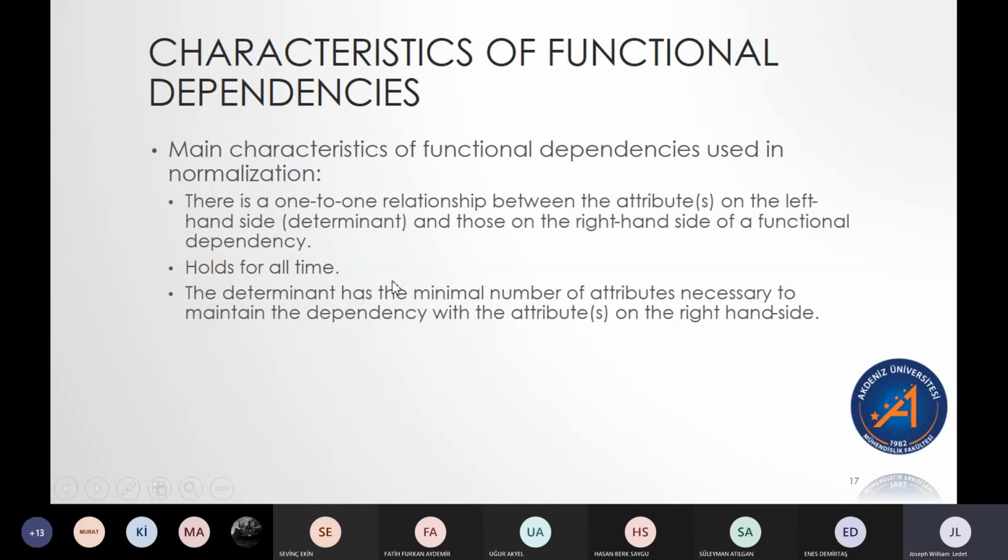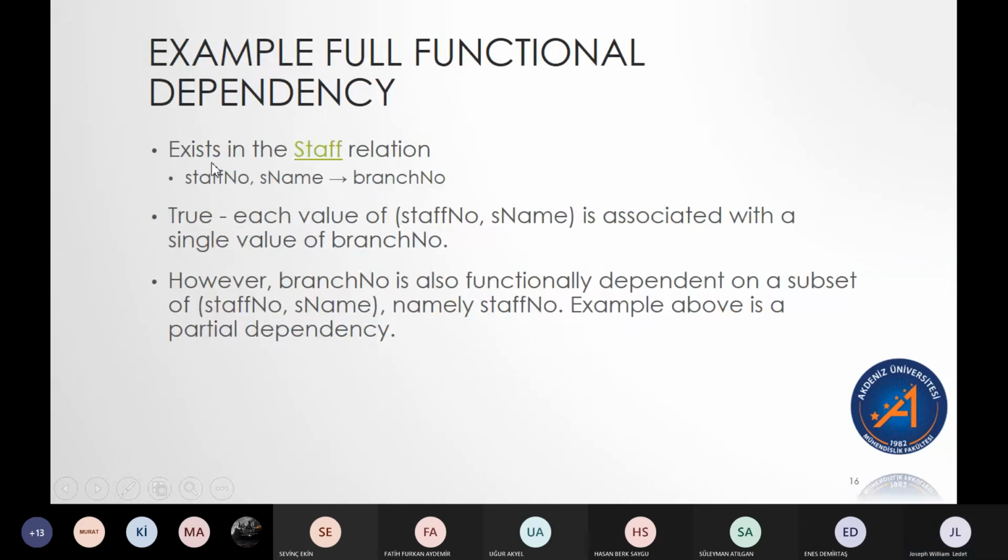And finally, the determinant has the minimal number of attributes, right? So we don't want to have this here. We would not want this dependency to exist in our set of functional dependencies, because this is not the minimal number of attributes over here. We could have staff number determines branch number and be done.